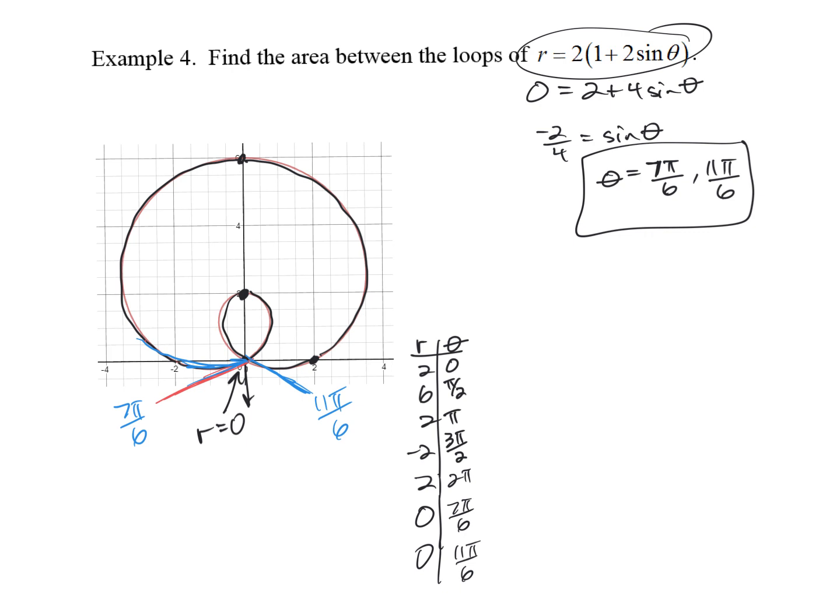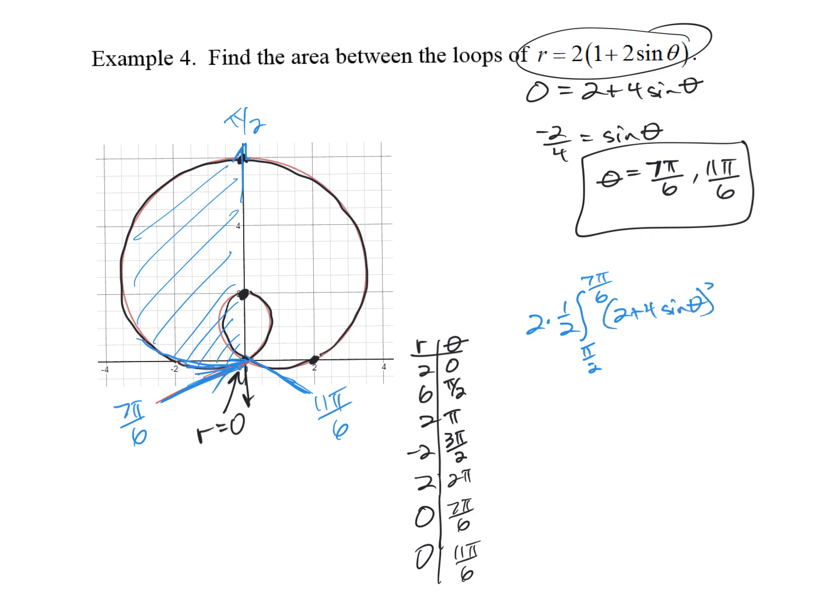So if I want, let's just do this by half of it. Let's say I want this half right there. Well, then straight up is pi halves. So I could integrate from pi halves to the first that comes in here at 7 pi 6. And I have the half out front, and then I'm going to double it, so I'll put the 2 right now so I don't forget it. And then the function is (2 plus 4 sine of theta) squared, d theta.